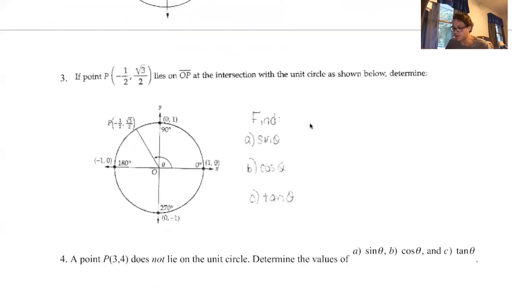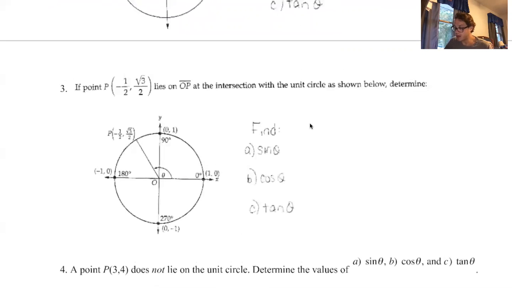So let's take another example, like problem 3 here. It says if point P, which has coordinates -1/2, comma radical 3 over 2, lies on OP, this line OP here that it's showing us, at the intersection with the unit circle as shown below, then determine the sine of theta, the cosine of theta, and the tangent of theta. Well, it's worded a little differently, but right here it says the line OP, this line here, is on the intersection with the unit circle, which means that point P has to be on the unit circle. That's the only way they could intersect.